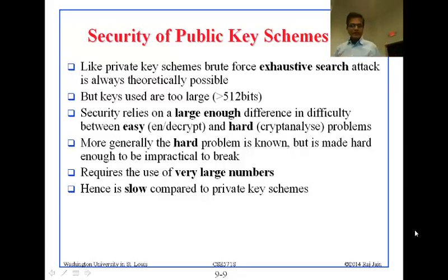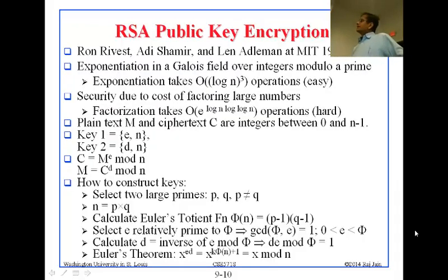Okay. So here is how you construct the keys. Now, it is exponentiation in a Galois field over integers modulo a prime and takes log n. Exponentiation takes only (log n)^3 operations. So it is very easy. But factoring requires e^(log n) operations. So factoring is very hard.